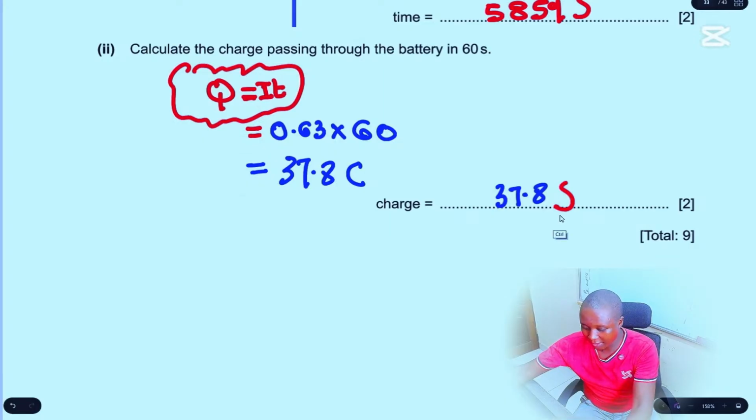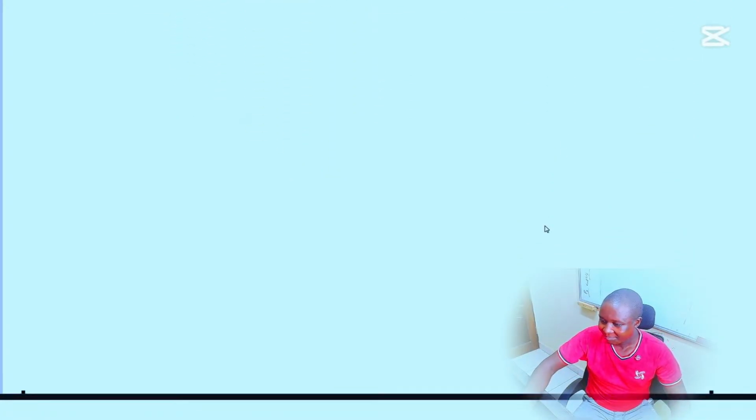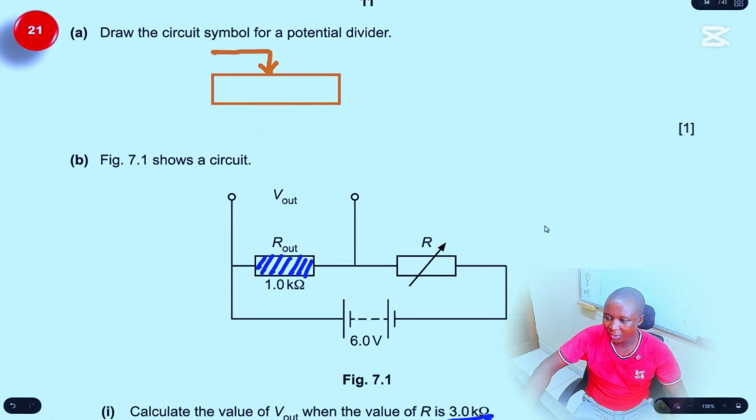Charge is going to be in coulombs. The unit for charge is coulombs, right? Don't forget that. All right, so moving to question number 21.